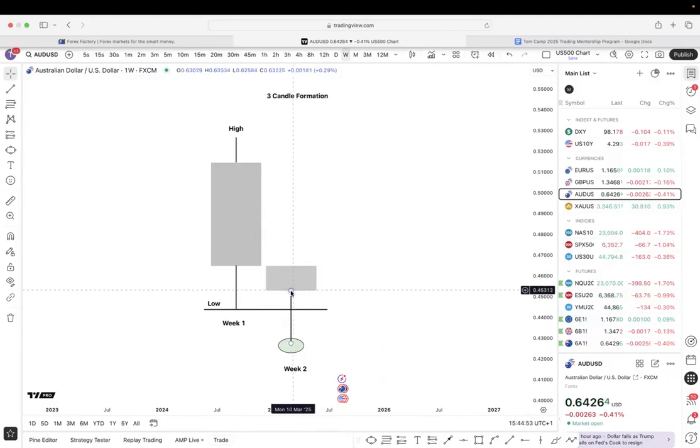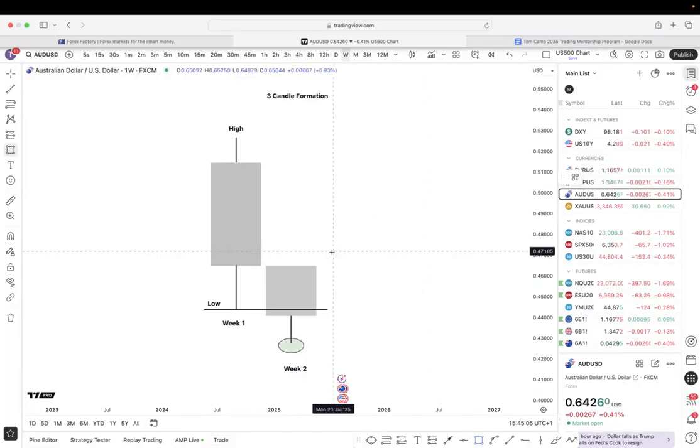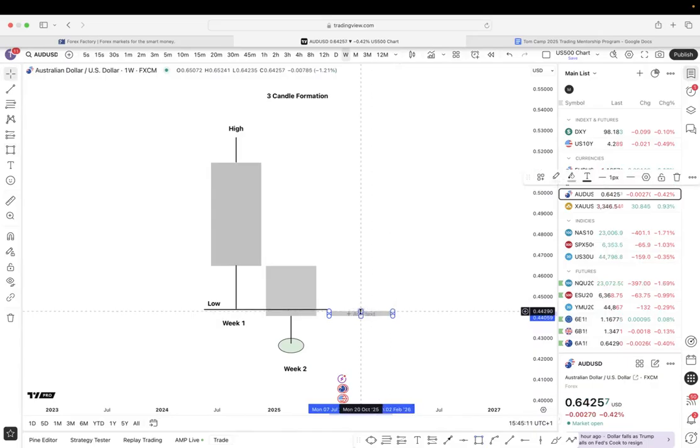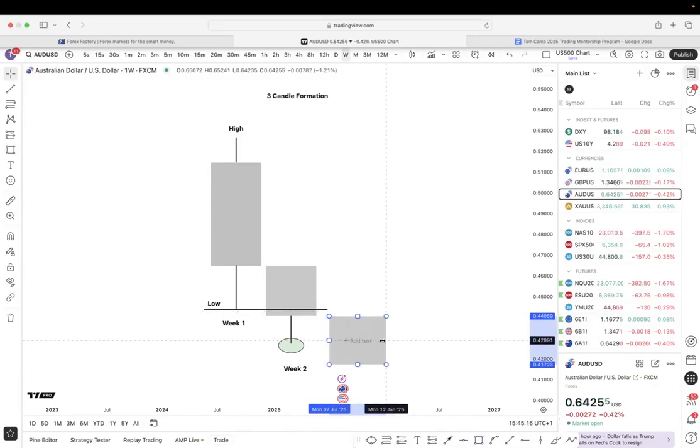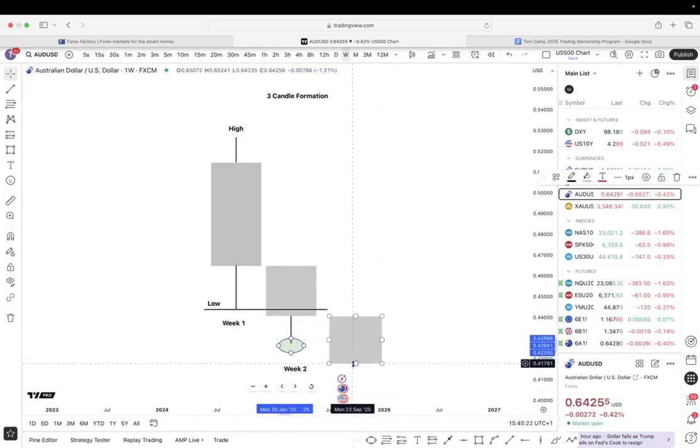So, for example, let's just say here we do not close below this low. Well, in that case, we are just going to wait. We're not going to do anything, and we're going to wait for the next candle to open and do whatever its thing is. Now, obviously, if it continues to trade lower, then no matter what happens in this situation, this three candle formation is invalid and irrelevant.